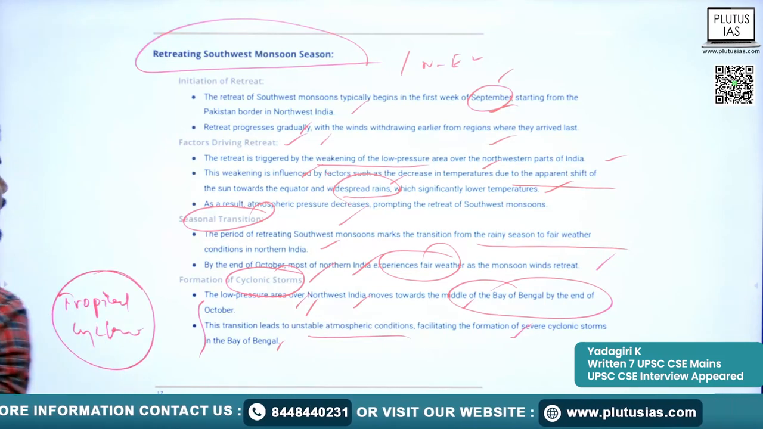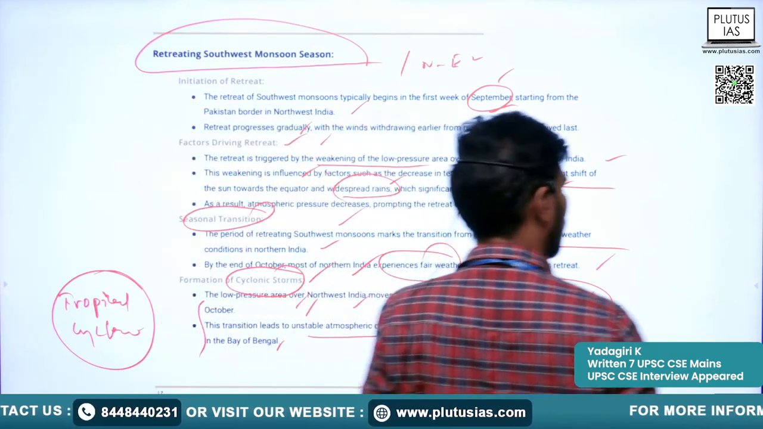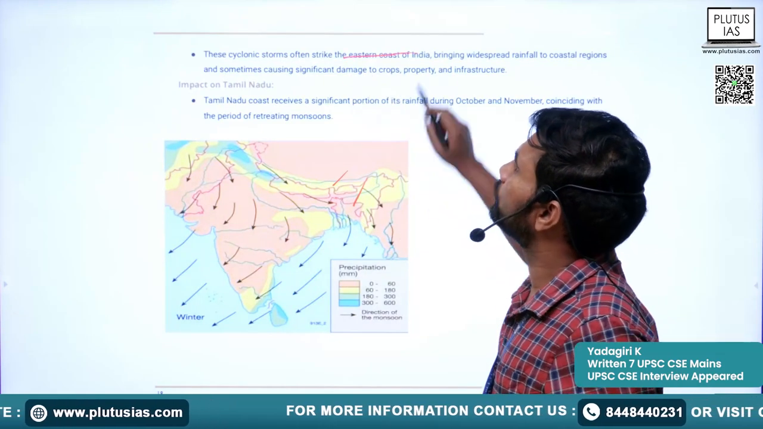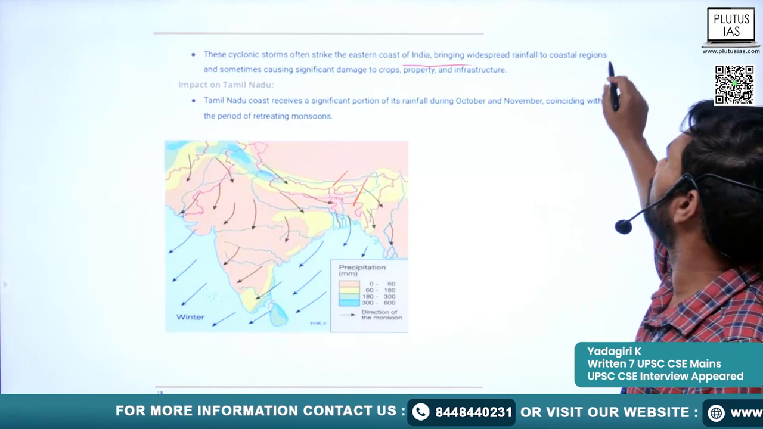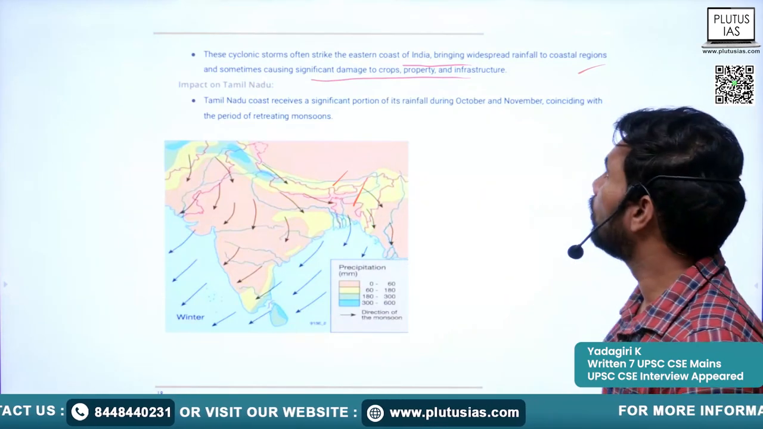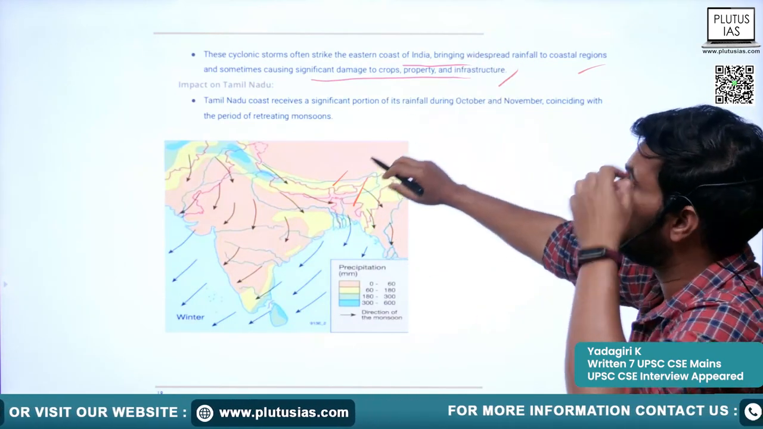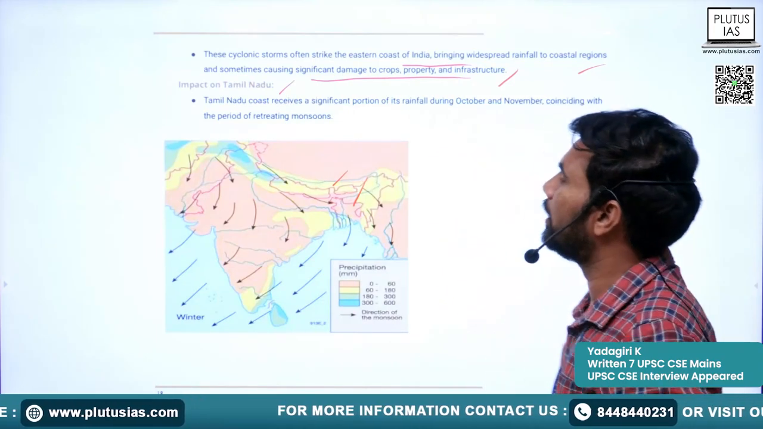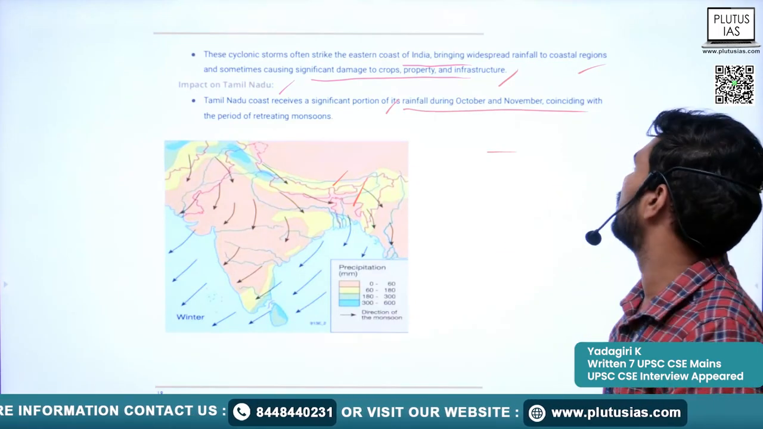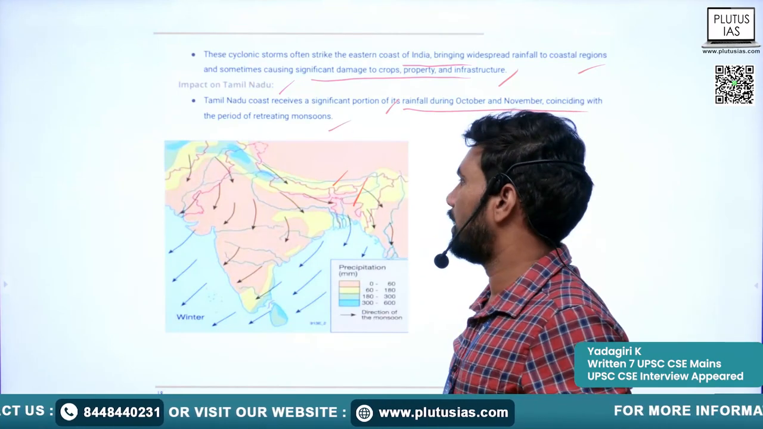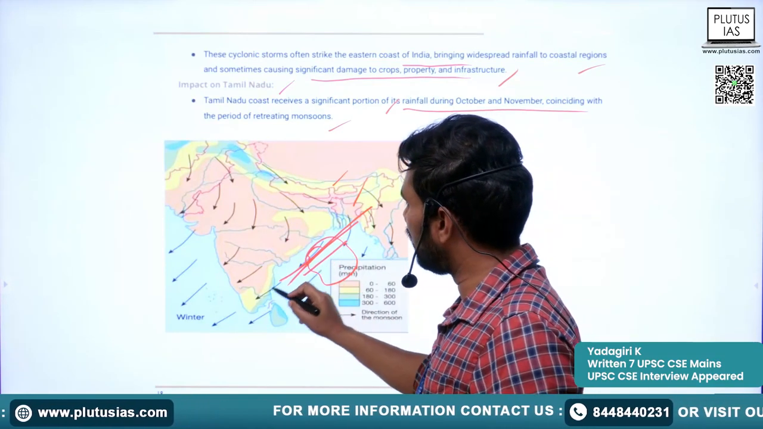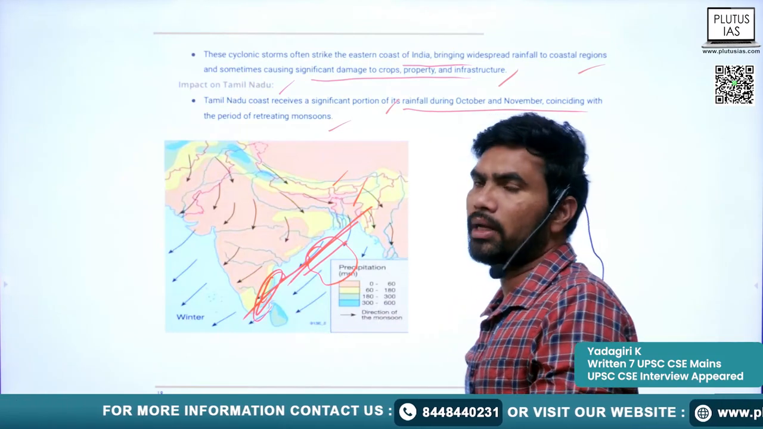Predominantly we see them in the Bay of Bengal region. However, some cyclones we also see in the Arabian Sea. These cyclonic storms often strike the eastern coast of India, bringing widespread rainfall to the coastal regions and sometimes causing significant damage to crops, property and infrastructure. If you see the impact on the Tamil Nadu coast, it receives a significant portion of its rainfall during October and November, coinciding with the period of retreating monsoon, because these retreating winds collect moisture from the Bay of Bengal and cause rainfall on the coast of Tamil Nadu.